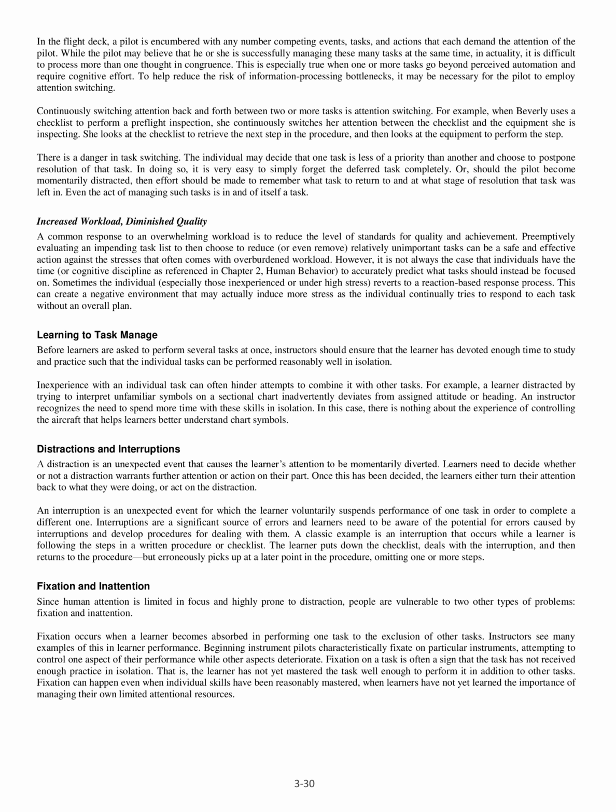Distractions and interruptions. A distraction is an unexpected event that causes the learner's attention to be momentarily diverted. Learners need to decide whether or not a distraction warrants further attention or action on their part. Once this has been decided, the learners either turn their attention back to what they were doing, or act on the distraction. An interruption is an unexpected event for which the learner voluntarily suspends performance of one task in order to complete a different one. Interruptions are a significant source of errors, and learners need to be aware of the potential for errors caused by interruptions and develop procedures for dealing with them.